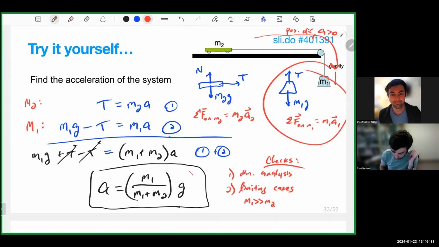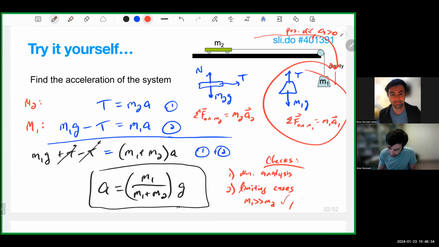And if you look at this formula, you plug in, you take the limit, and you've taken calculus, so you know how to take the limit as M1 goes to infinity. If that's the case, M1 plus M2 is basically just M1. If M1 is really big, then that's the same thing as M1. So you have M1 divided by M1, and you get acceleration is equal to g. Okay, so that checks out.